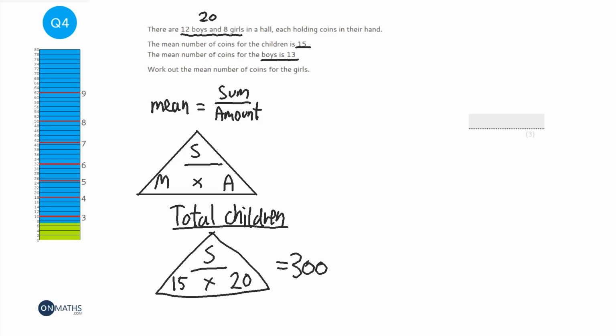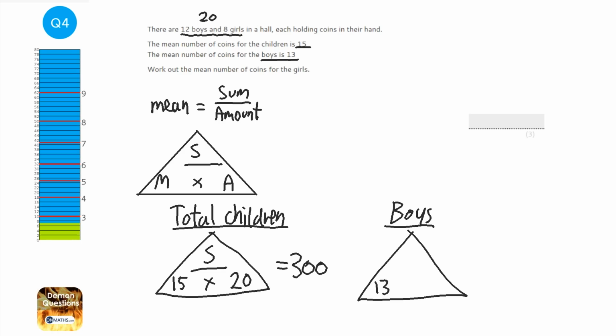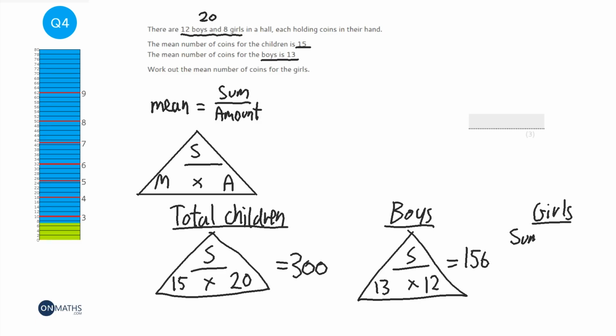Okay, so now next, we're given the boys, so let's work out how many coins the boys have. So same triangle, we know the mean for the boys is 13, and we know that there are 12 boys. So we're going to do 13 times 12, which is 156. So to work out the sum of the girls, we're going to do the sum of all the children, which is 300, take away the sum of the boys, which is 156. So we'll do 300 take away 156, which is 144.